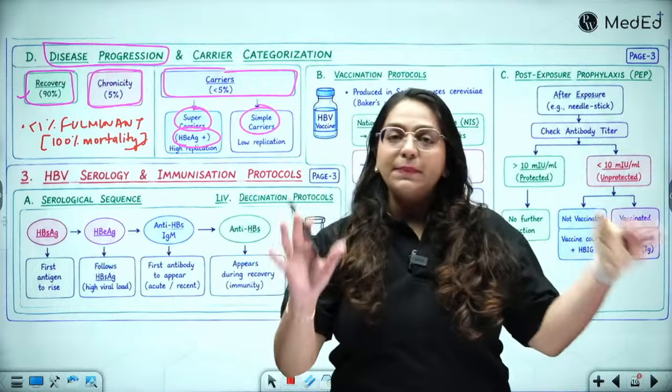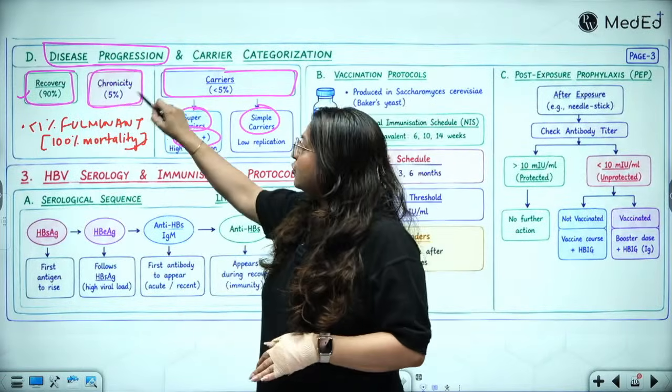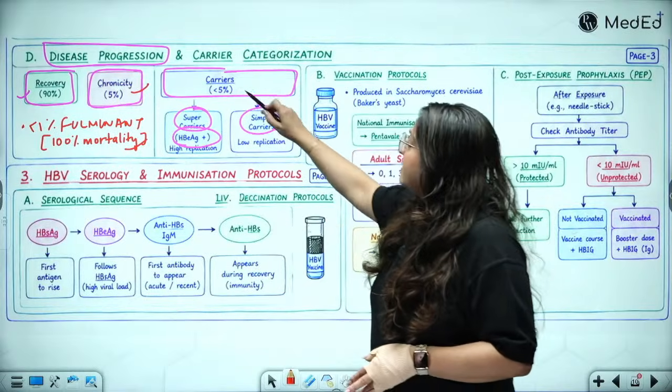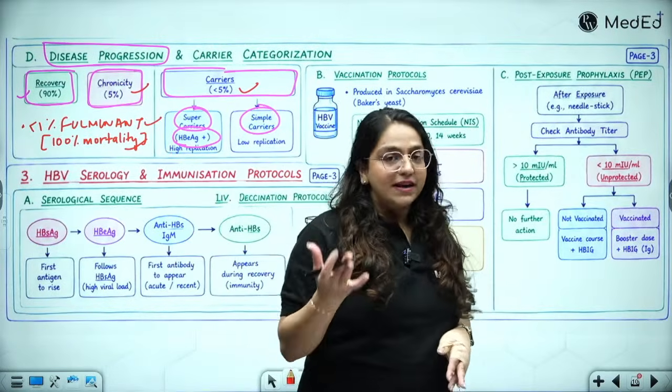Okay, so 90% recover. Then you have the remaining 10%. Out of that, 5% go into chronicity. Out of the remaining 5%, less than 5% become carriers, and less than 1% go into the fulminant or the spreading type of a disease.